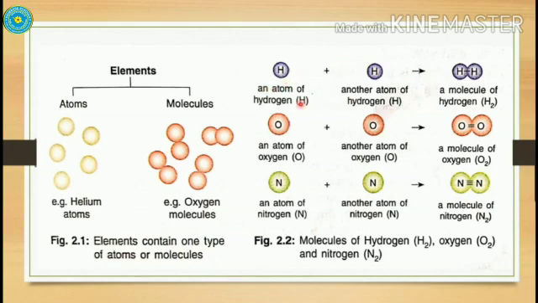For example, an atom of hydrogen and another atom of hydrogen form a molecule of hydrogen. An atom of oxygen and another atom of oxygen combine to form a molecule of oxygen. An atom of nitrogen and another atom of nitrogen combine to form a molecule of nitrogen.